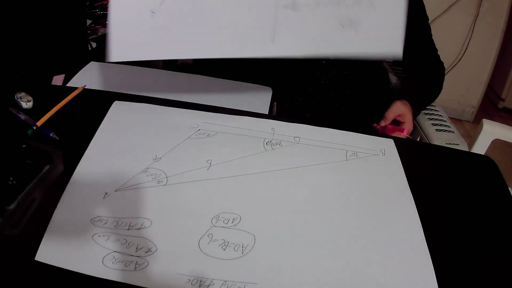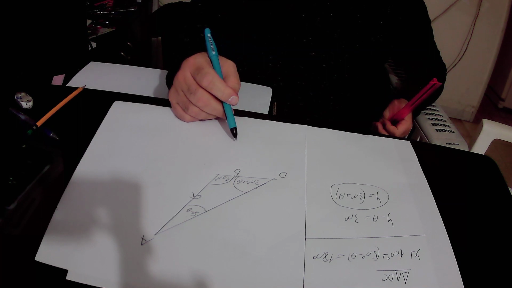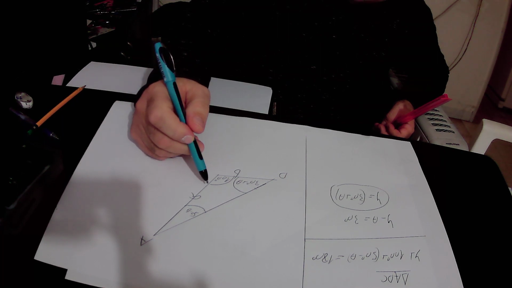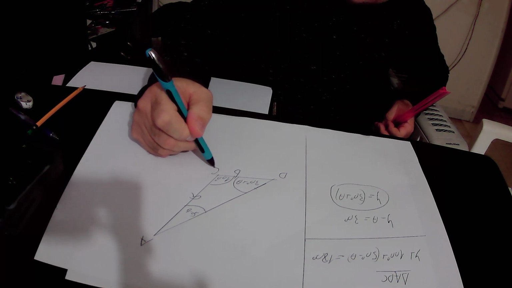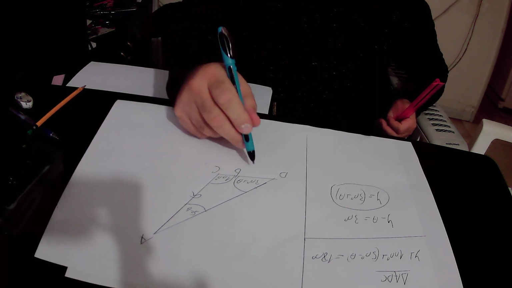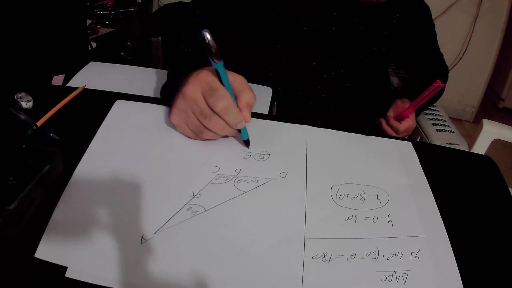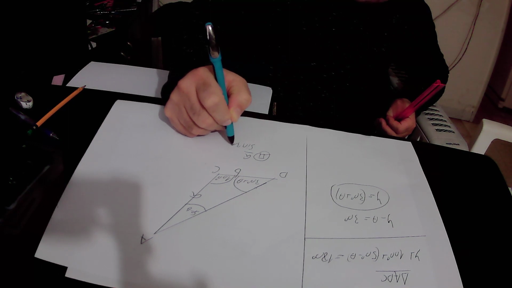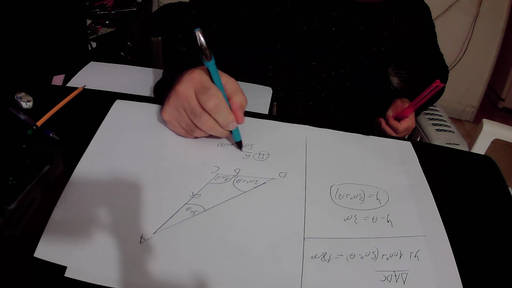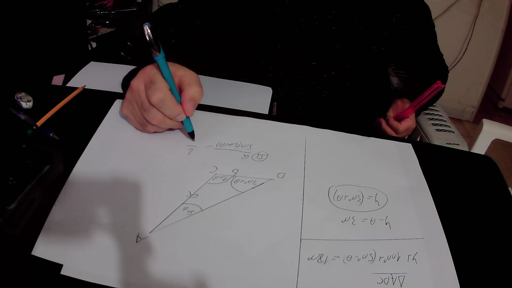So this is triangle ADC that I copied from the original drawing, and we will implement the law of sines in this triangle ADC. So according to the law of sines, we will get that A over sine 30 degrees plus theta equals B over sine 50 degrees.